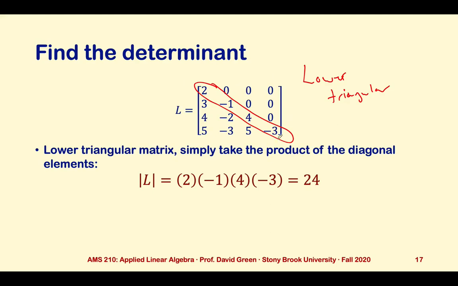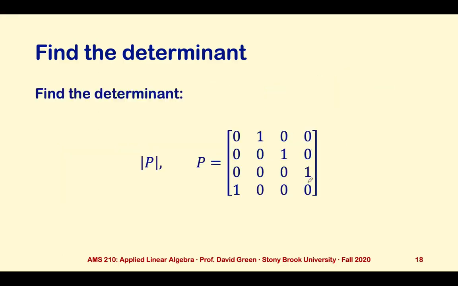So starting with a lower triangular matrix, the determinant of L is simply 2 times -1 times 4 times -3, which is positive 24. Okay. Let's take another example. We find the determinant of this matrix P.